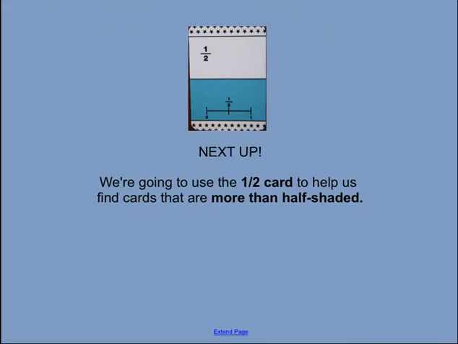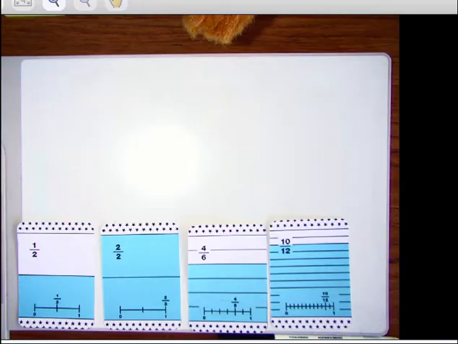Next up, we're going to use our half card to help us find cards that are more than half shaded. So I still have my half cards sitting out on the side here. I've also selected 2 out of 2, or equal to 1, 4/6, and 10/12. What do you notice this time about the numerators and the denominators? Well, if you said, Mrs. MacPhail, well, the numerators on each card are more than half of the denominators. You're right. You would have been correct if you said that.